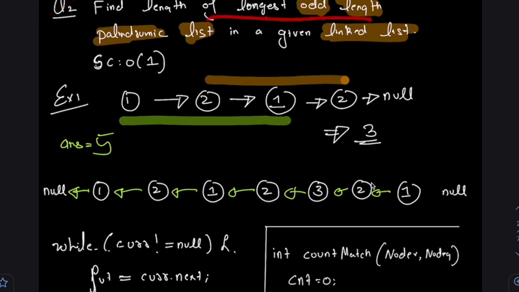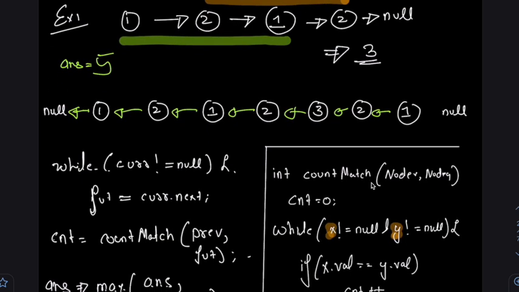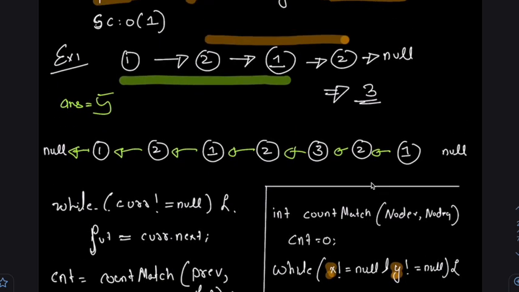Find the length of the longest odd length palindromic list in a given linked list. Now again, we have done such a question with strings. We use the expansion concept. We take middle points and then we try to expand in both directions. Now this is not possible in a singly linked list because you can't traverse in both directions. So we use a brilliant hack. We keep on reversing the linked list as we go forward.